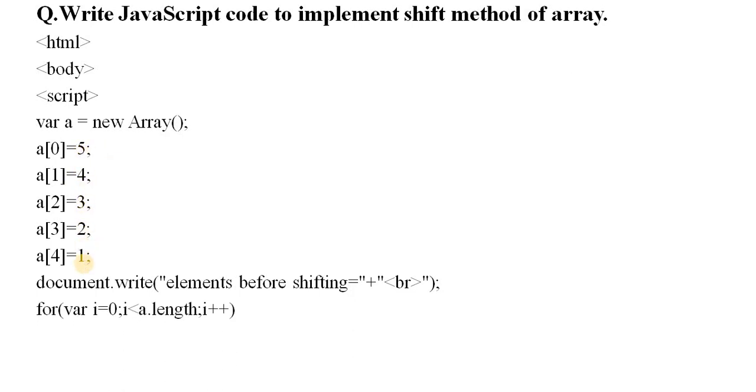After that, I am taking a for loop. For variable i = 0, i is initialized with 0, and here take a condition, that is i is less than a.length and i++. And in that I am printing document.write a[i]. Close that for loop. And after that, I am applying shift method, that is a.shift.